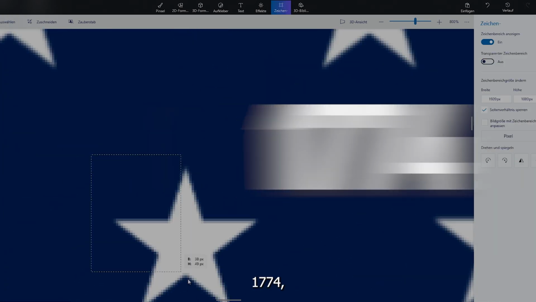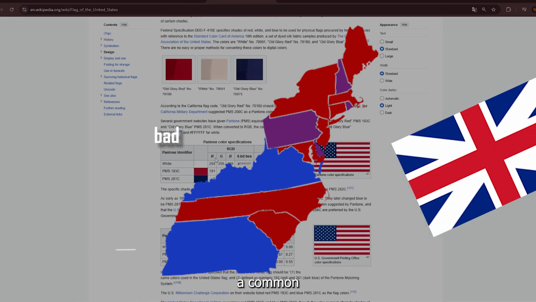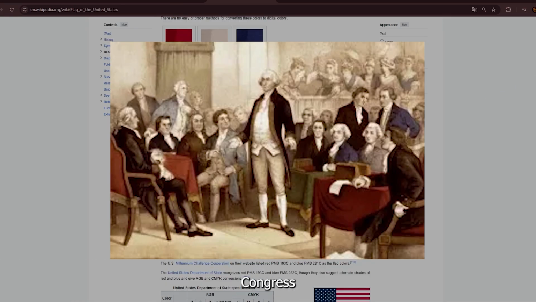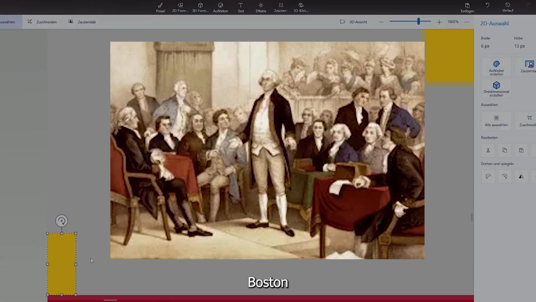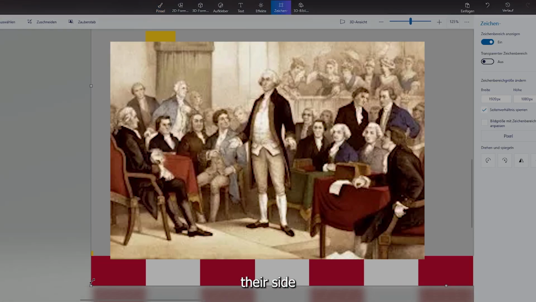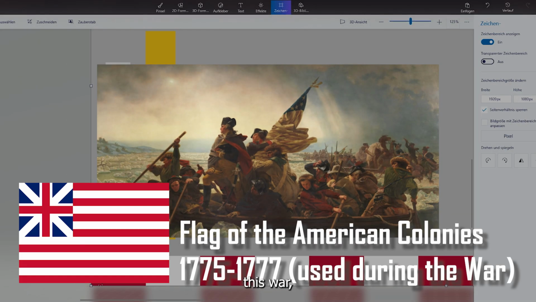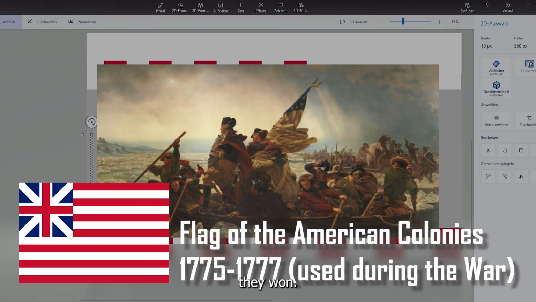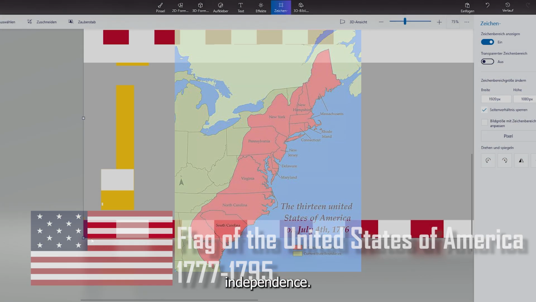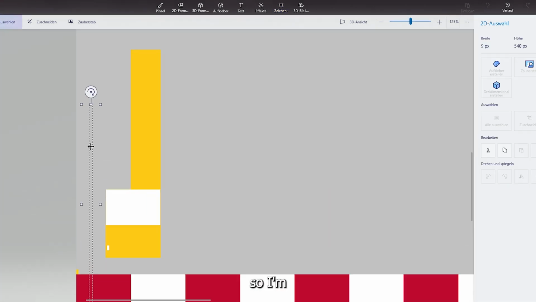Then in 1774, 12 colonies saw the British as a common enemy and called the first Congress meeting in Philadelphia, which basically said, we're gonna send aid to Boston and if necessary enter a war on their side for independence. That war came in the American Revolution. After this war in 1776, they won and got said independence. The rest of American history is pretty obvious, so I'm gonna skim through it.